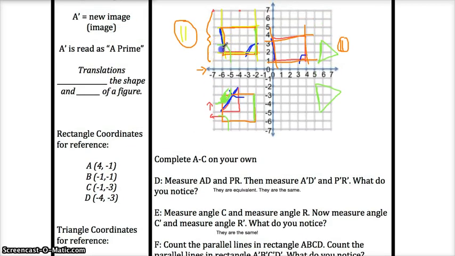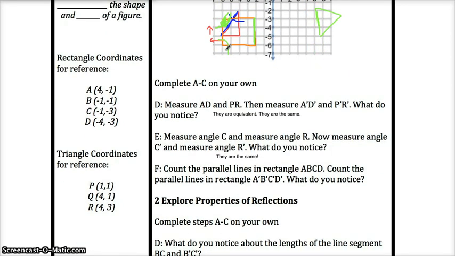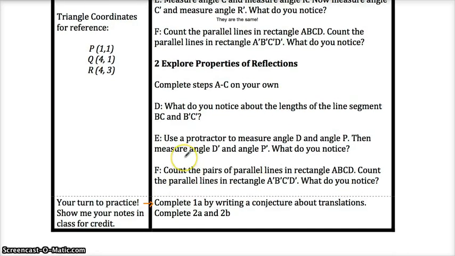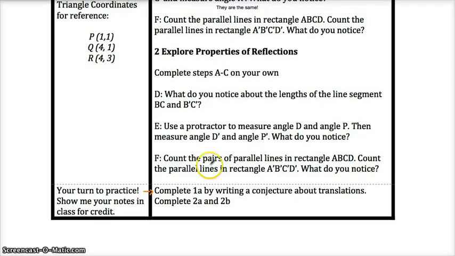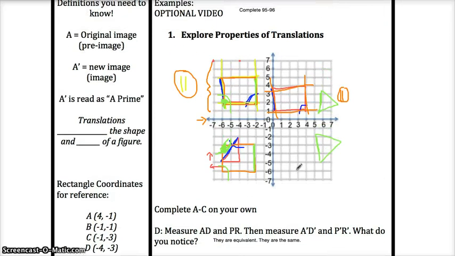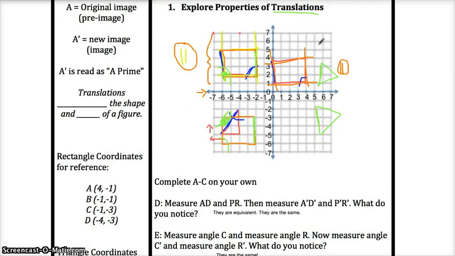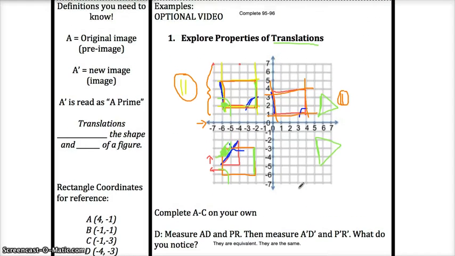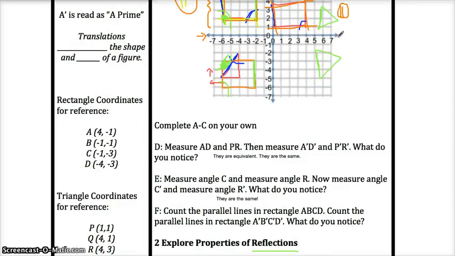What do you notice about those two angles? What do you notice? Are they the same? Are they different? Did they change after you reflected it? Yes or no? If not, or if so, write what you notice. What do you notice about those lines or those angles? And then lastly, the same thing, count the pair of parallel lines and tell me what you notice about A, B, C, D, and A prime, B prime, C prime, and D prime when you reflect it. Because this first one was about translations, and this one is a reflection. Okay, and just remember again, a translation is another word for slide. I just like slide better.